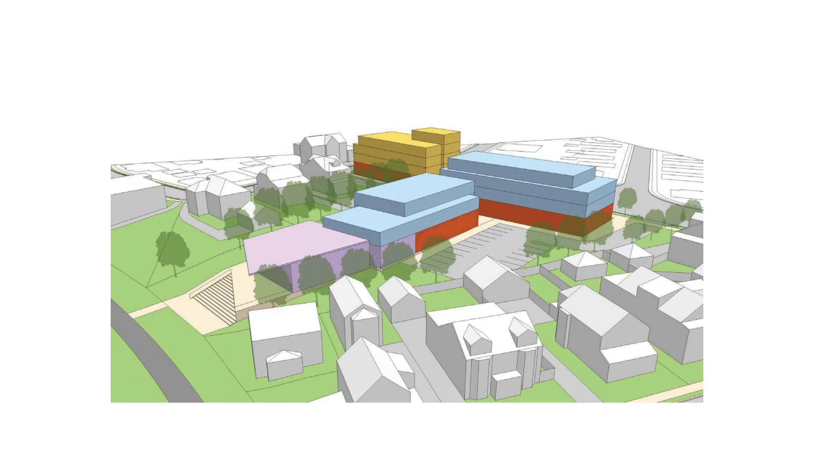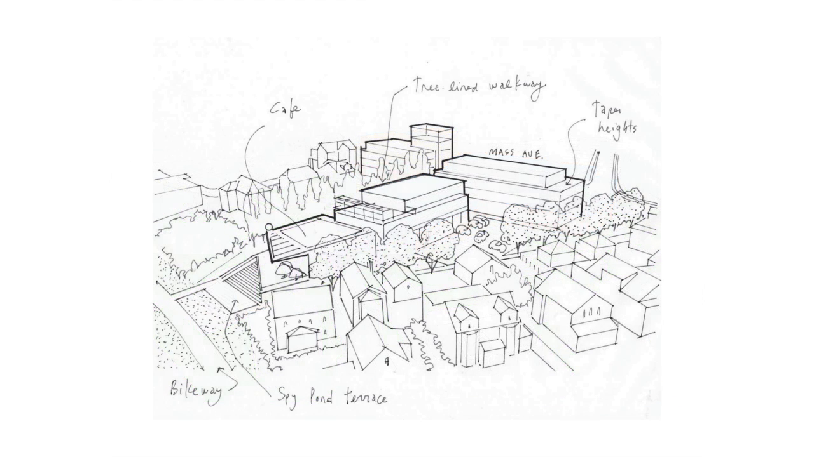So here's the terrace overlooking Spy Pond. Here's maybe a commercial use, a test kitchen. It's like there should be a great restaurant or bar there. Not bar, something there. Bar's good. Okay, so again, just a little cartoon of what that could look like.